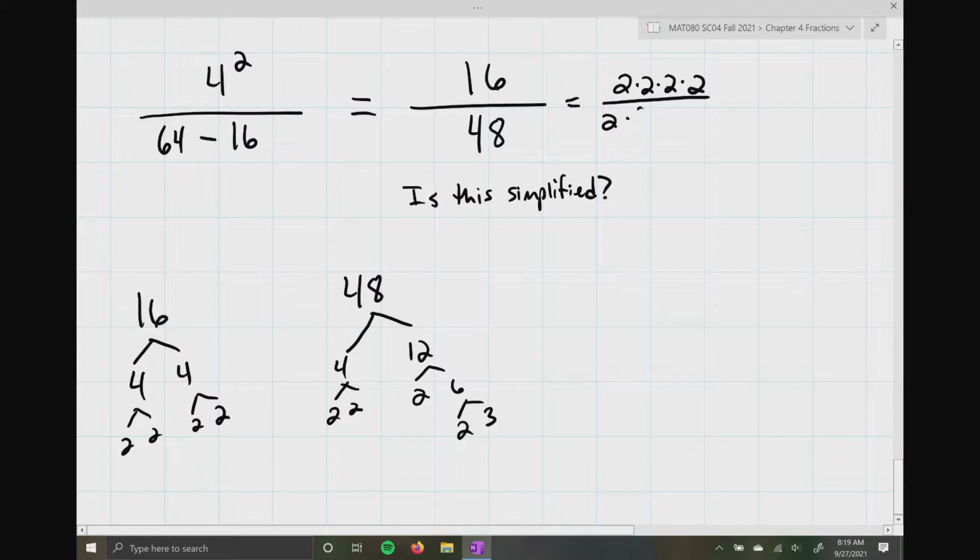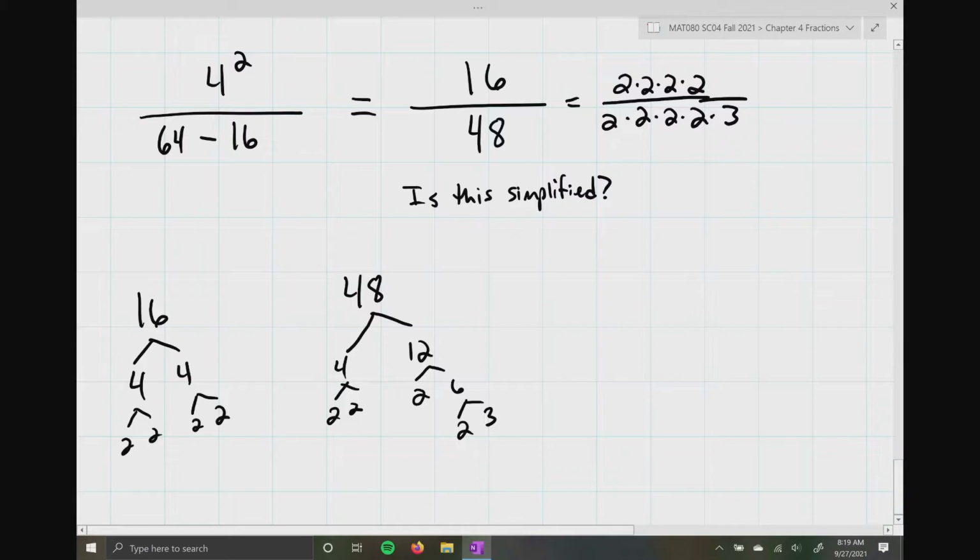So now let's write out the entire denominator. 2, 2, 2, 2, and a 3. Does everybody agree with that? I know this is exciting stuff, isn't it? Especially on a Monday.